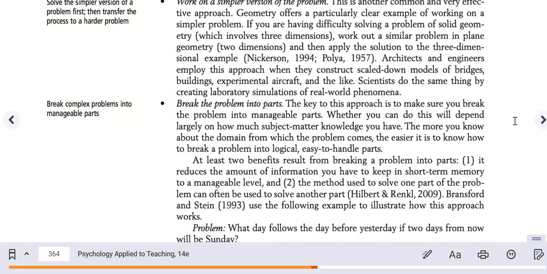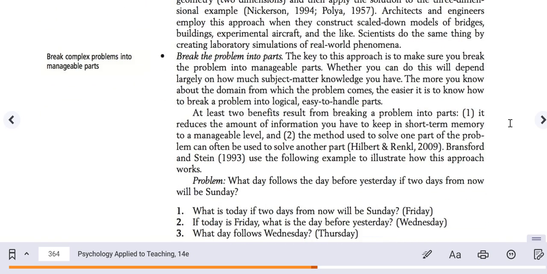Break the problem into parts. The key to this approach is to make sure you break the problem into manageable parts. Whether you can do this will depend largely on how much subject matter knowledge you have. The more you know about the domain from which the problem comes, the easier it is to know how to break a problem into logical, easy-to-handle parts. At least 2 benefits result from breaking a problem into parts. It reduces the amount of information you have to keep in short-term memory to a manageable level, and the method used to solve one part of the problem can often be used to solve another part.